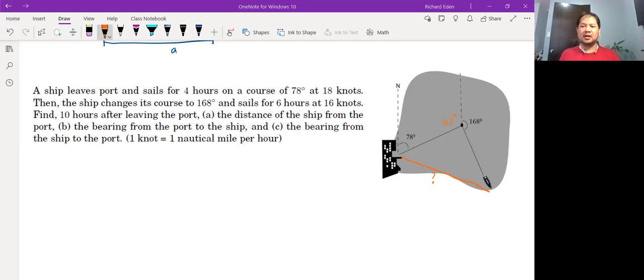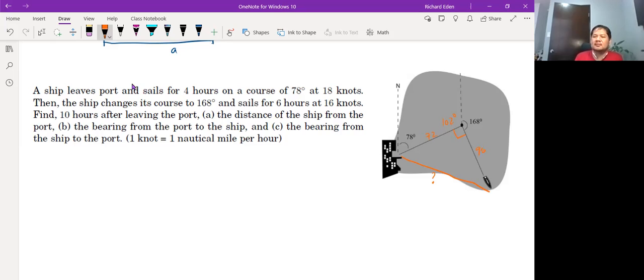Oh wow, awesome. We got lucky here. There's a right triangle. At 18 knots and then 4 hours, so 18 times 4, that's 72 nautical miles. And then it just changes 90 degrees and then it goes 6 hours at 16 knots. So 6 times 16 is 96.